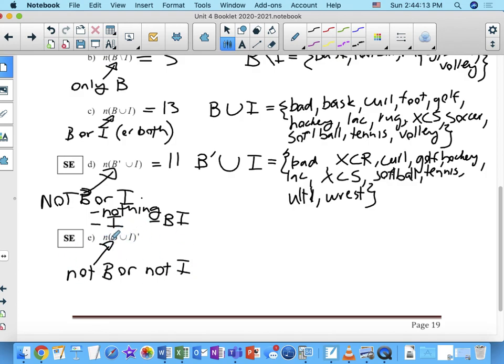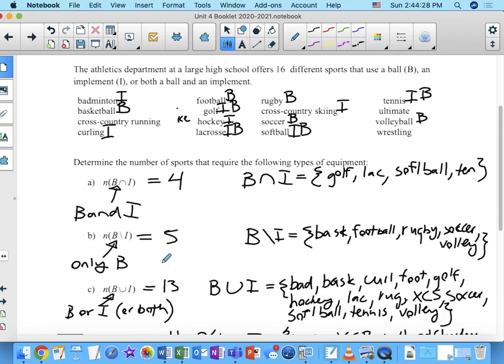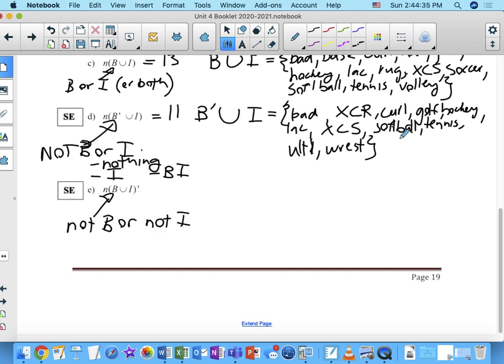B union I is everything that has either a B or an I or both in it. Complement means the opposite. Okay, so anything that has nothing. So we're looking for this category, anything that has nothing, neither a ball nor an implement. And if we look at the ones that have no ball or implement, that's just cross-country running, ultimate, and wrestling. Those are the only 3. So this is just 3. Those are the 3.